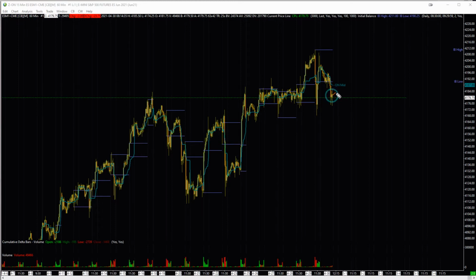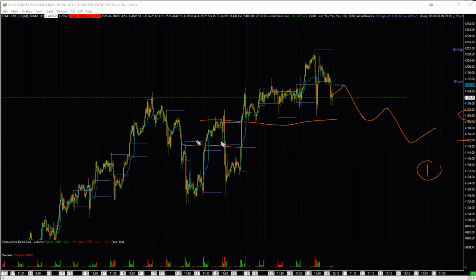So my main scenario is we test the overnight mid and VWAP, and we sell off down to the resistance level at 68 and the one below at 50. So that's my scenario 1.